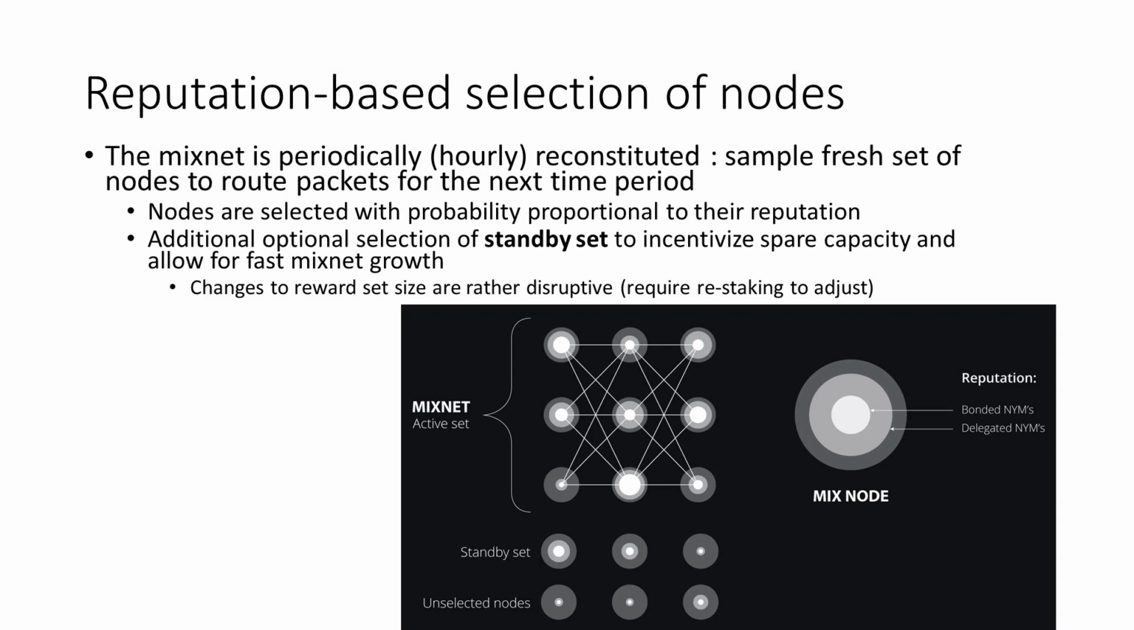Right now, we are not using this. All the nodes that are selected for rewards are participating in the mixnet as active. So the number of rewarded nodes and the number of active nodes is identical, and the standby set is 0. But this is something that can be updated if necessary, without disrupting the whole staking of the system.